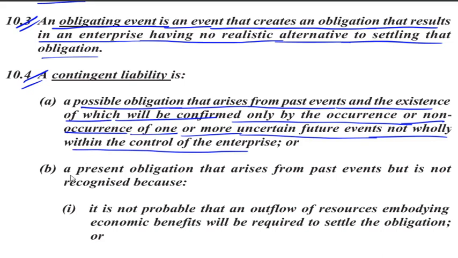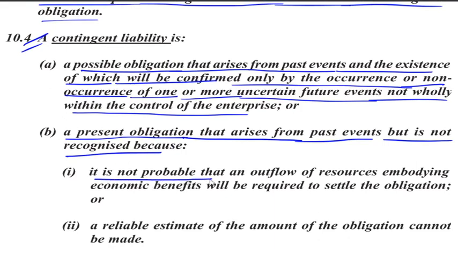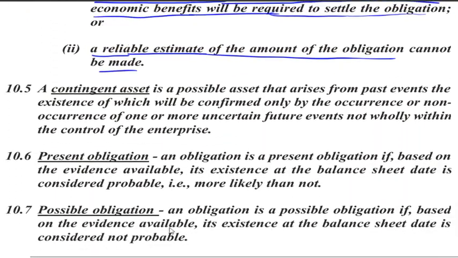Or contingent liability is a present obligation that arises from the past event but is not recognized because it is not probable that outflow of resources embodying economic benefit will be required to settle the obligation, or it is not recognized because a reliable estimate of the amount of obligation cannot be made.